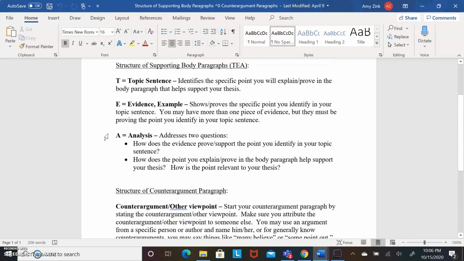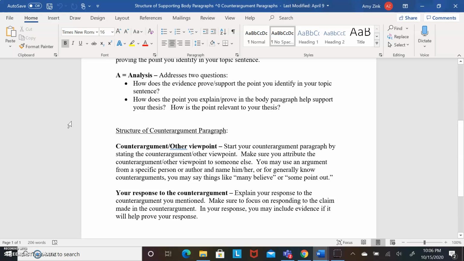But again, you can see the difference in how we structure that supporting body paragraph with topic sentence, evidence, analysis, in comparison to a counter argument, which is stating that counter argument or other viewpoint and then following it with your response to that argument.